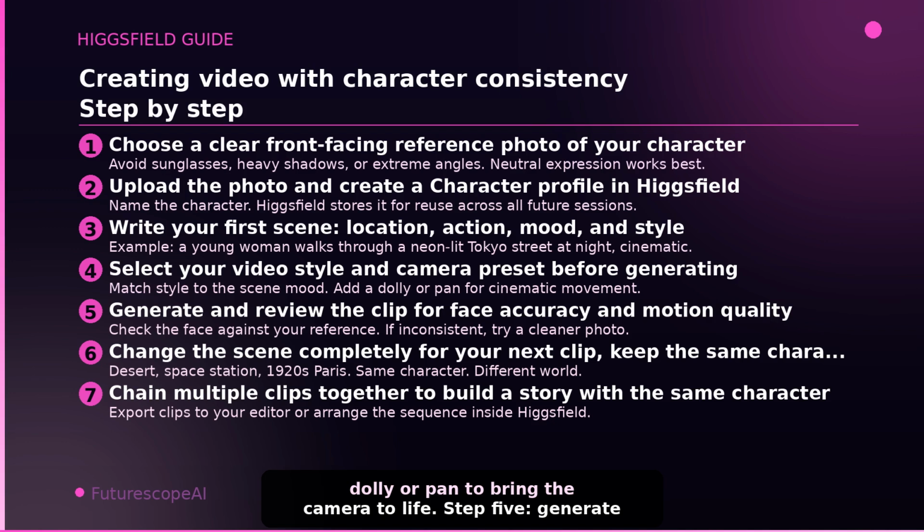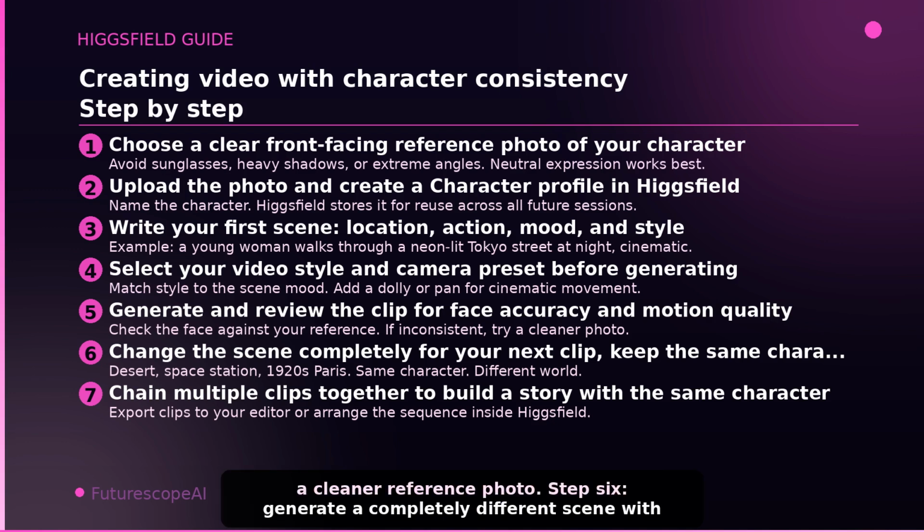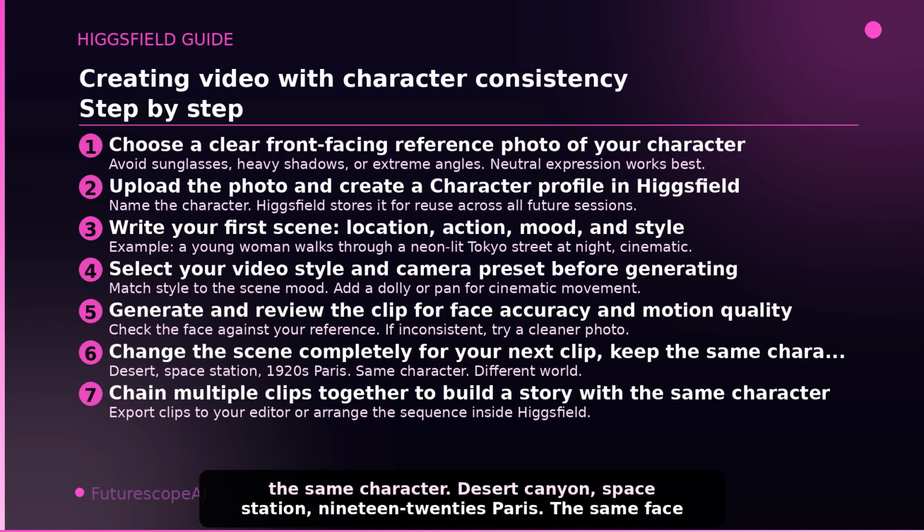Step 5. Generate and review. Check the face against your reference photo. If consistency is off, the most common fix is a cleaner reference photo. Step 6. Generate a completely different scene with the same character. Desert Canyon, Space Station, 1920s Paris. The same face in a completely different world.